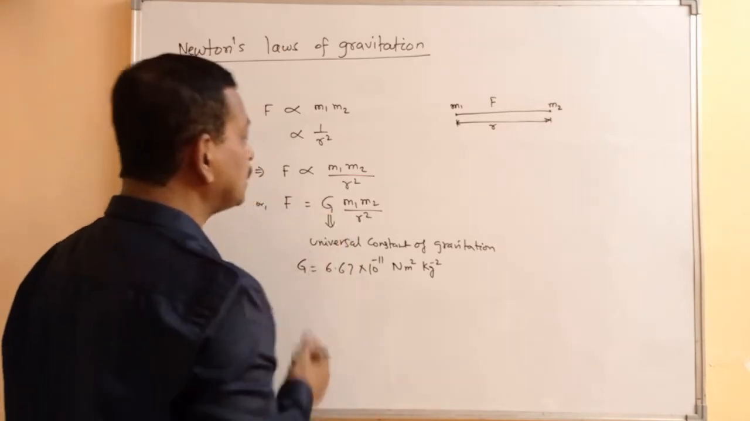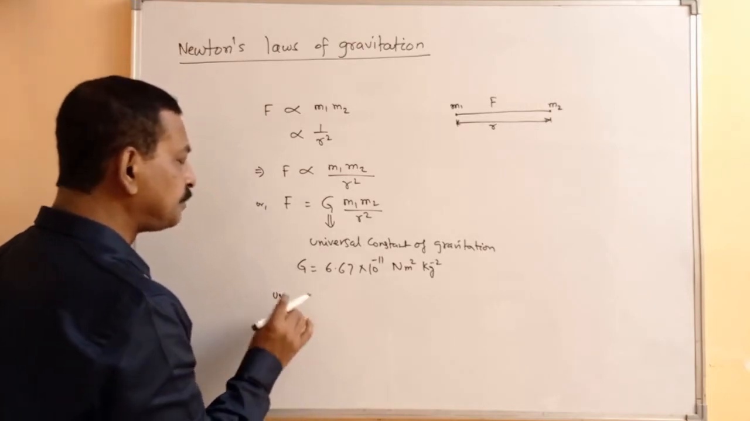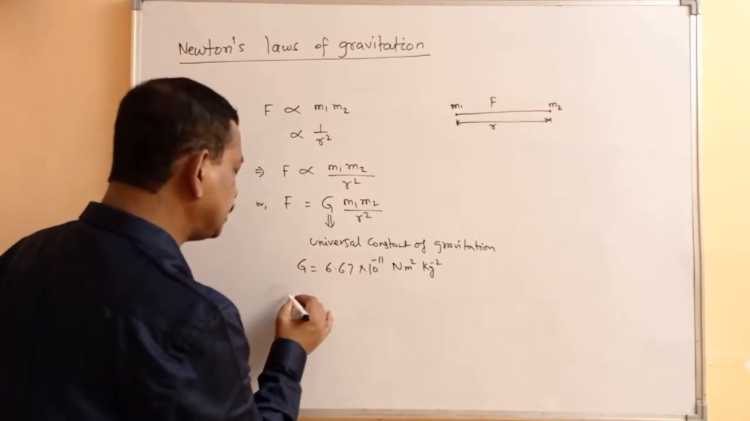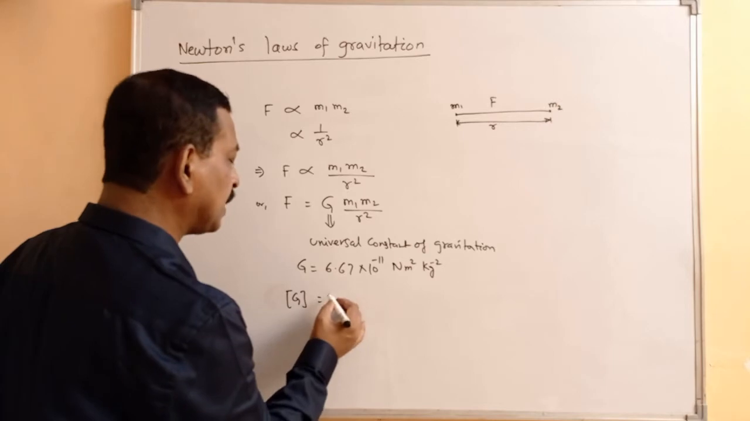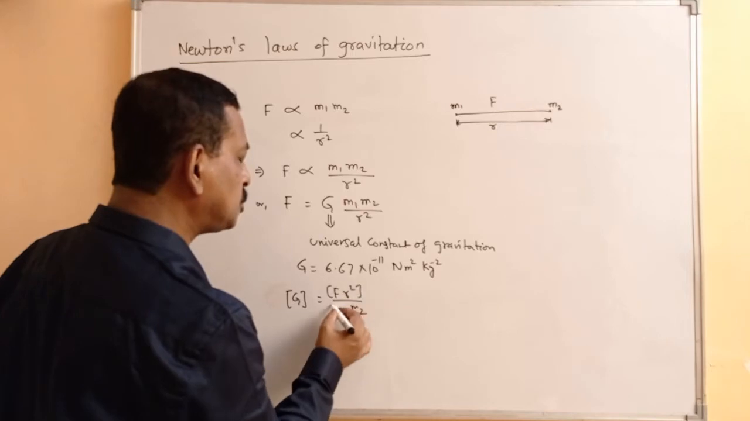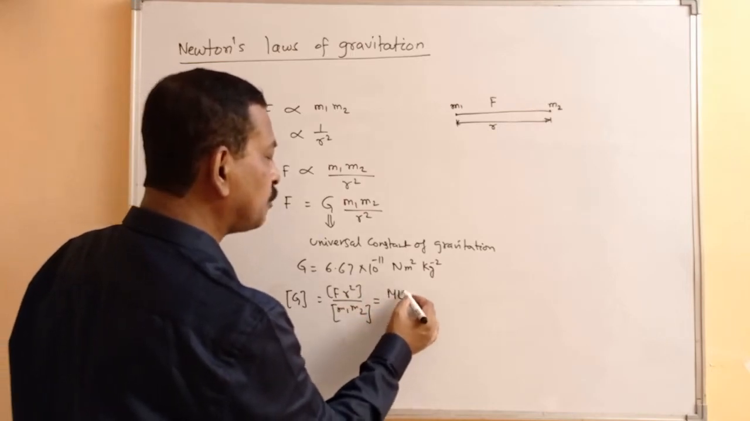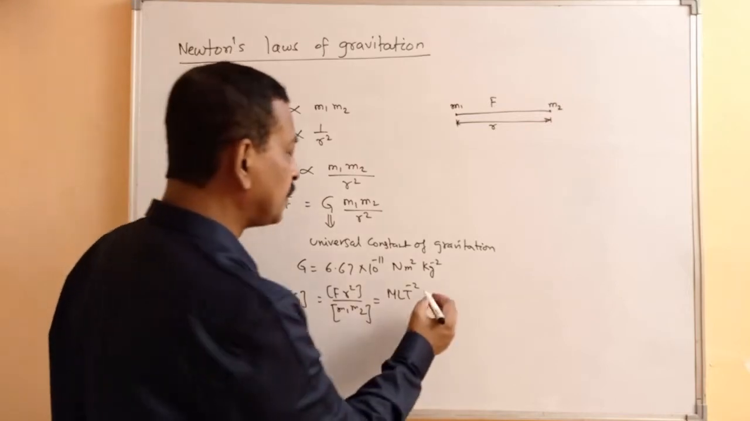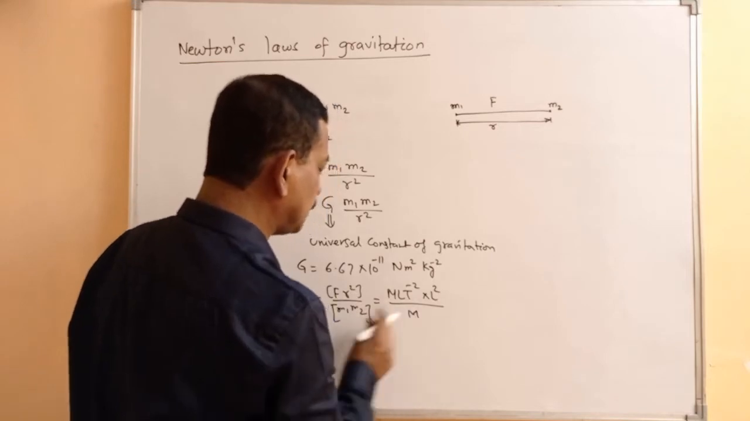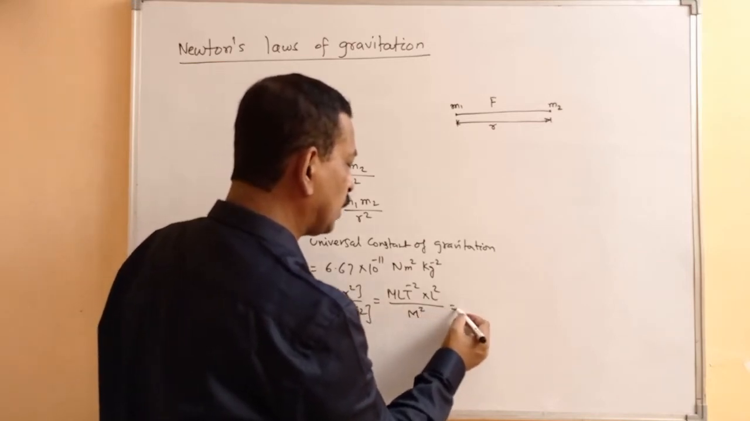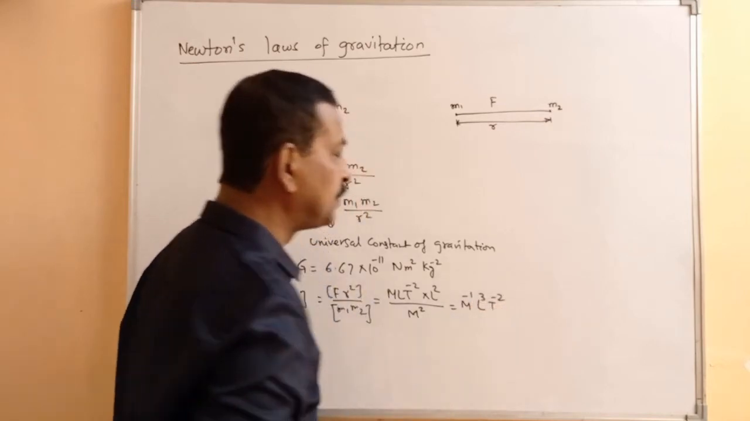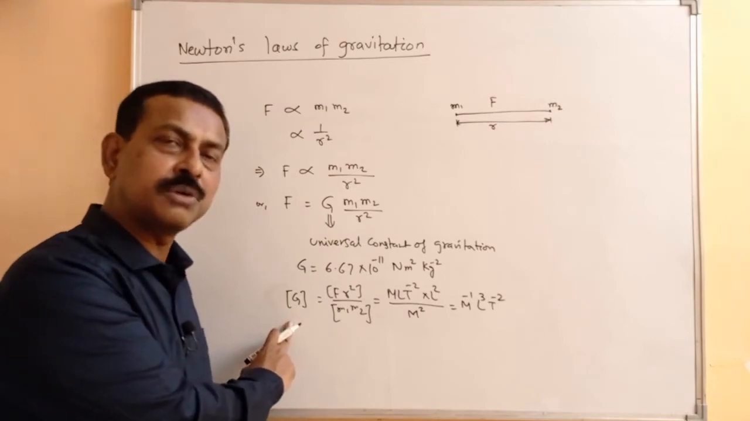And if you want to suppose take the dimension of G, if you consider the dimension of G, then it will be your F r square by m1 m2, and we have to take the dimension of this quantity. So the dimension of force is your MLT minus 2, then it is your L square for this r square, and this is for mass, that is m1 and m2. So it is your M square. So finally it is your M minus 1 L cube T minus 2. This is the dimension of universal constant of gravitation.